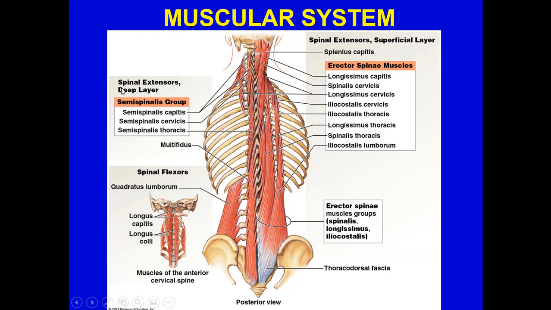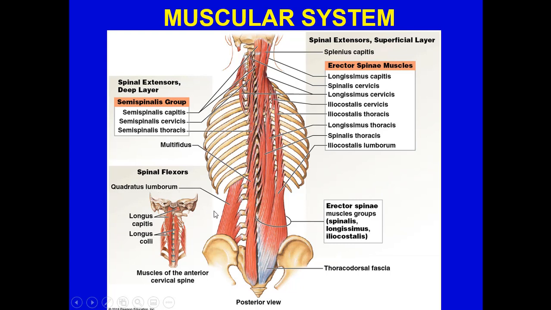If you'll notice also, the spinal extensors, the deep layer: semispinalis capitis up here, semispinalis cervicis right up here, semispinalis thoracis right here. Now these are deep. These are more on the superficial layer. Okay. The multifidus is right down here. And by the way, when we were talking earlier about muscles of the anterior cervical spine, longus capitis are here. Longus colli are here. Okay.